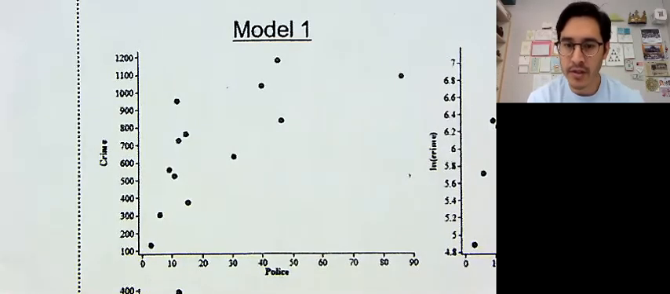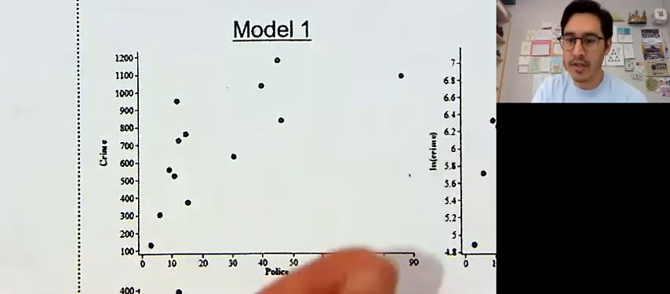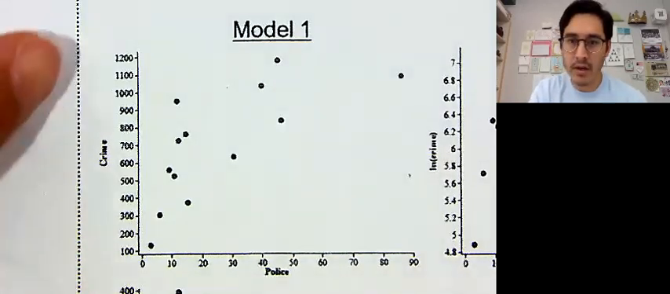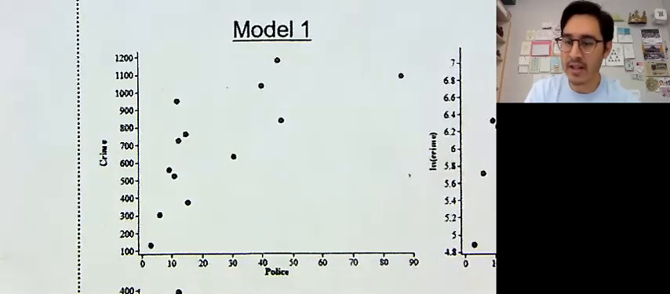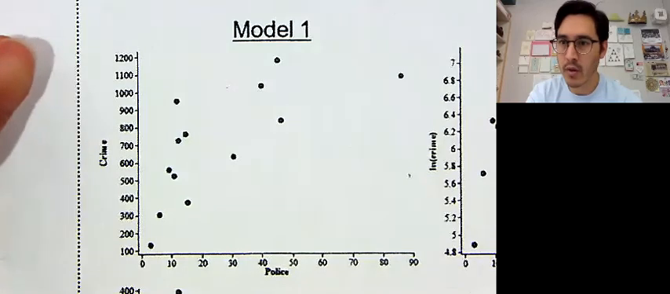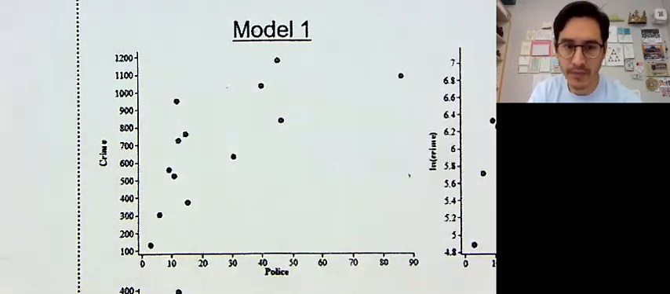As an example, we have a scatter plot showing the relationship between the number of police officers, measured in thousands. It goes from 10,000 up to 90,000 on that scale. The response variable is the violent crime rate, measured in crimes per 100,000 people, I believe. And this is the raw data.